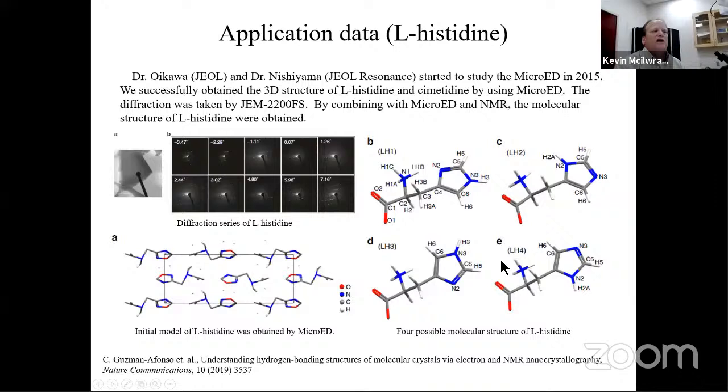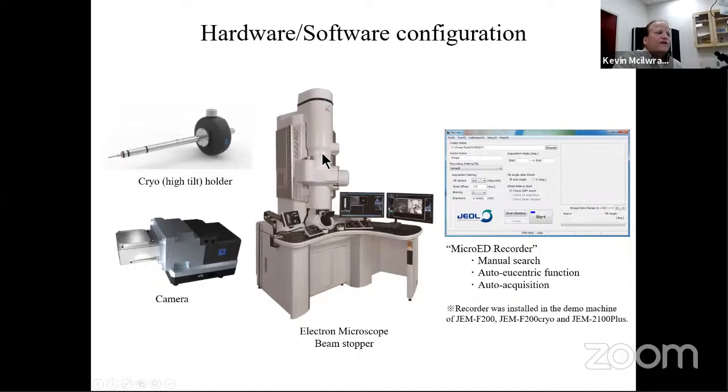So here's an example of histidine and cimetidine. This is kind of being rolled out. People are adding this option to their microscopes in the last year or so. And here's what you need. You need a cryo holder, you need a camera, and you need software to tilt the sample. And you need a very high precision stage that can move in very fine increments that are very stable.